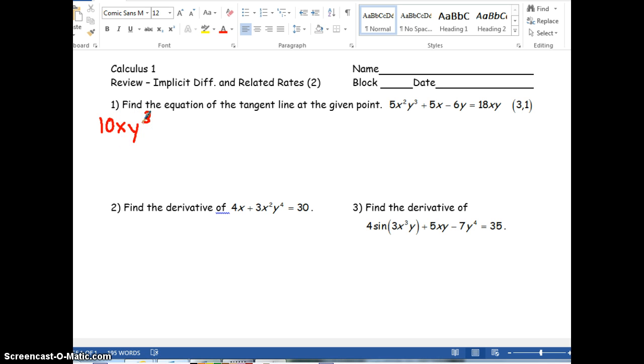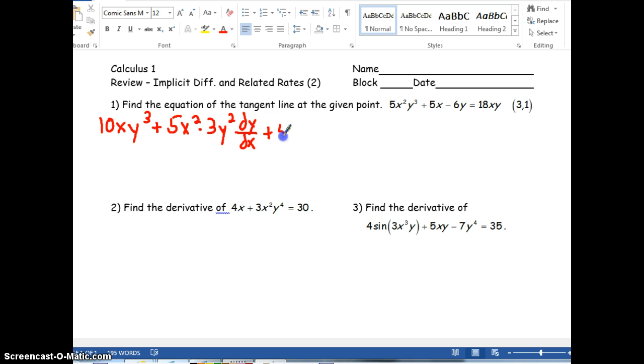So again, product rule, remember when you're doing that, you take the derivative of the first, leave the second one. So that's that. Plus now, leave the first one, 5x squared, take the derivative of the second, which is 3y squared, and then we need dy over dx there. The reason why we need dy over dx is because we took the derivative with respect to x of y. So we need that to be accounted for.